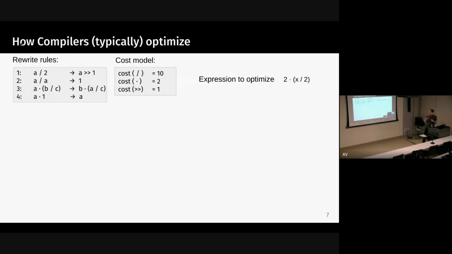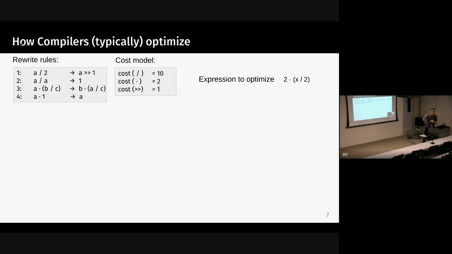So now, how do compilers typically optimize? The typical way right now, today, is that they have a set of rewrite rules. Basically, you have properties of your operators. You have a cost model telling you how expensive each operator is. Division is typically much more expensive than multiplication, which is itself more expensive than shifting the bits to the right or to the left. And you have an expression that you want to optimize. I'm taking here, of course, a baby toy example just to illustrate the concept in this talk.